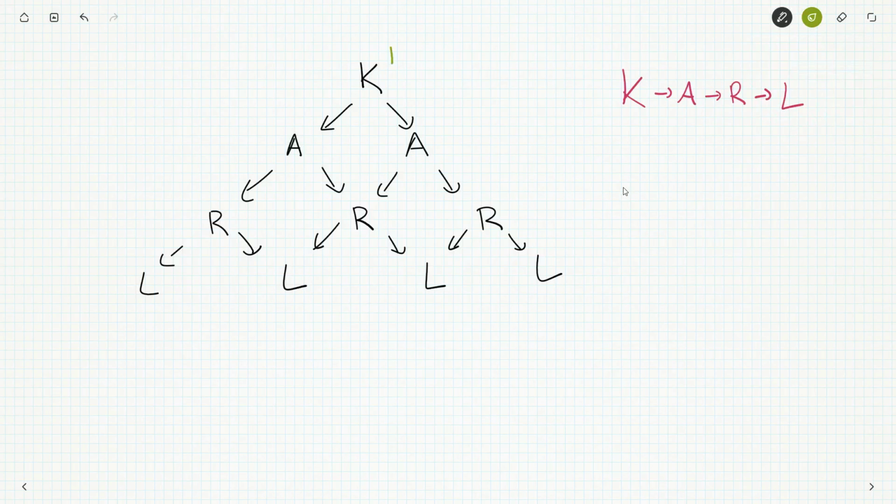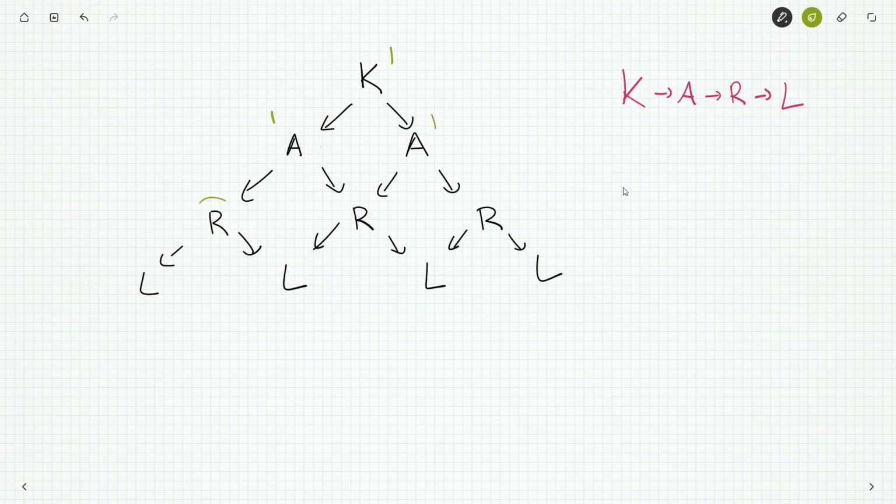Now, how can I get to this A over here? Well, to get to this A, I have to have come from this K. How many ways were there for me to reach this K? 1. And there's one path from that K to this A. There's one way to get to this A. And correspondingly, there's one way to get to this A.